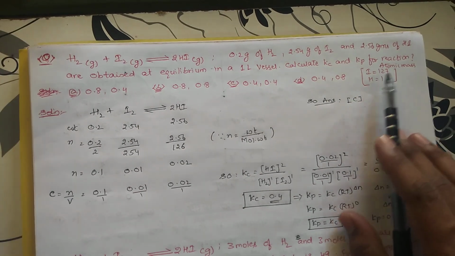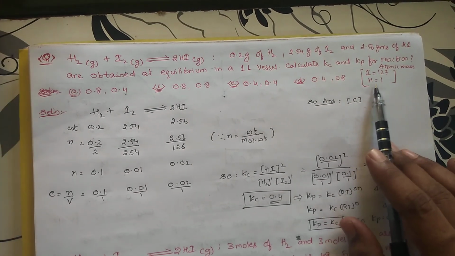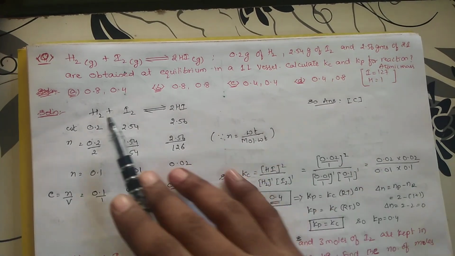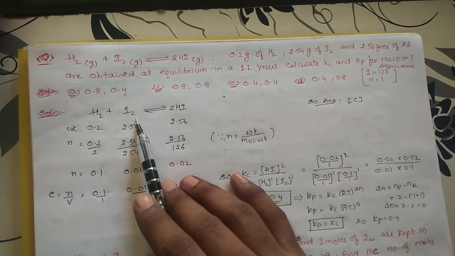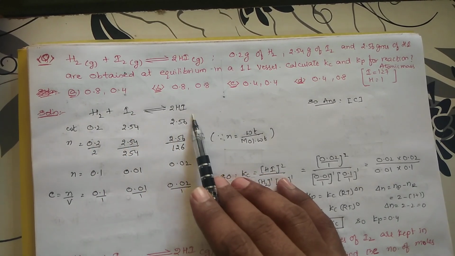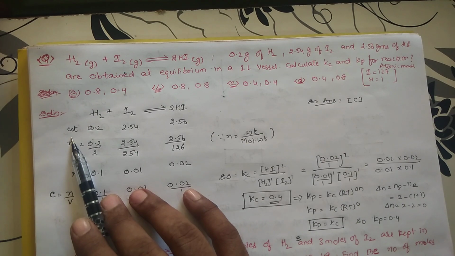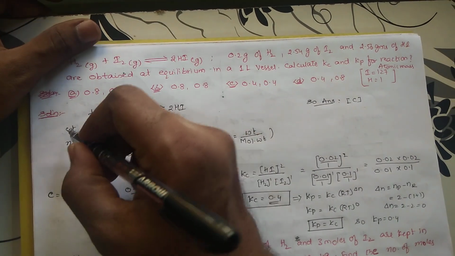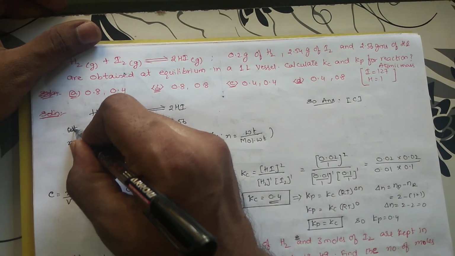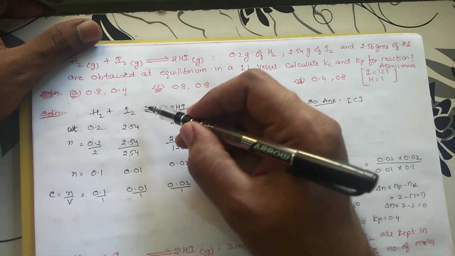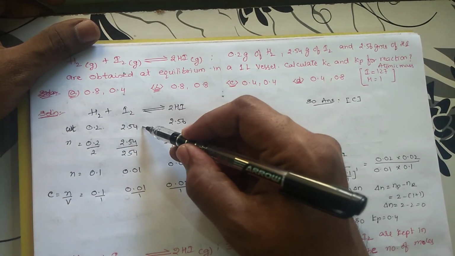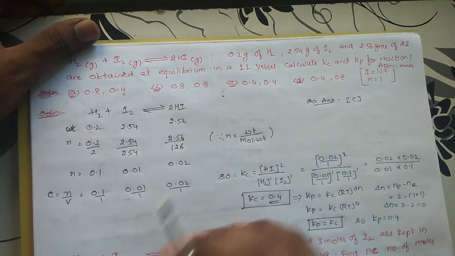He has mentioned the atomic mass of iodine is 127 and the atomic mass of hydrogen is 1. So this is the equation, H2 plus I2 gives rise to 2HI. At equilibrium, what is mentioned? The weight of H2 at equilibrium is 0.2, I2 is 2.54 and HI is 2.56.